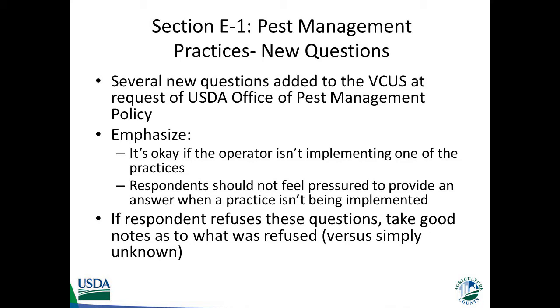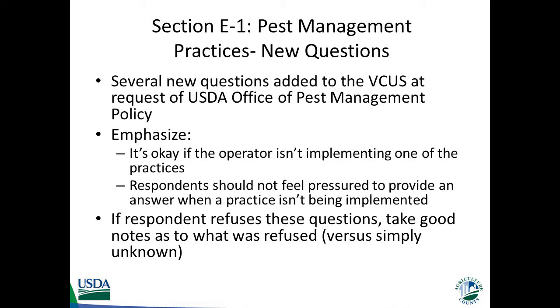Many of the questions in this section were designed to determine grower engagement in the use of best management practices, including questions about reducing spray drift, performing maintenance on sprayers, using hedgerows and windbreakers, and communicating with neighbors and others about reducing spray drift. If the respondent is hesitant to complete these questions, please emphasize that it is okay if the operator isn't implementing one of these practices. The respondent should not feel pressured to provide an answer when a practice isn't being implemented.